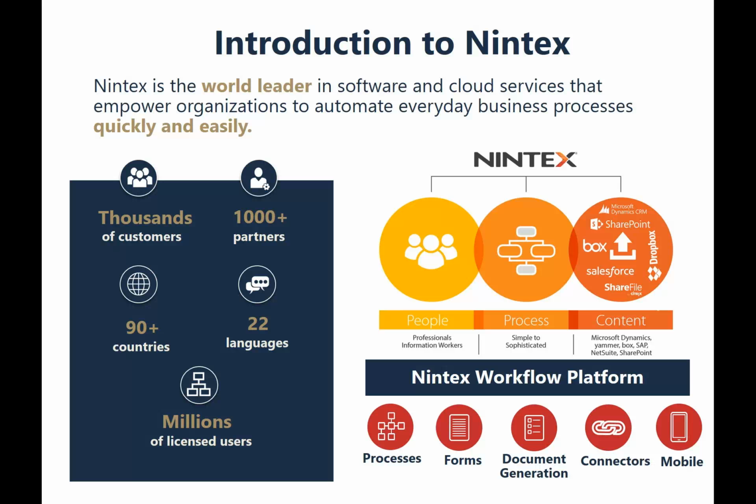So who is Nintex? Nintex is one of the world leaders in software and cloud services that specializes in automating business processes. As you see, they're a quite large company. They have thousands of customers, and they have over 1,000 partners, us, Optimum being one of them, proudly, that actually help clients implement Nintex and use them in the day-to-day business process automation. There are over 90 plus countries, and they have millions of licensed users.